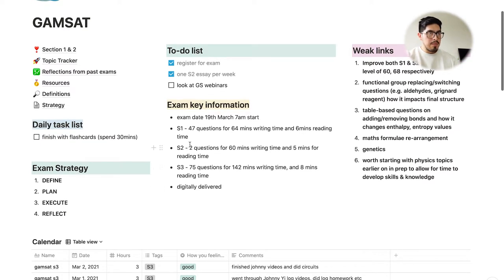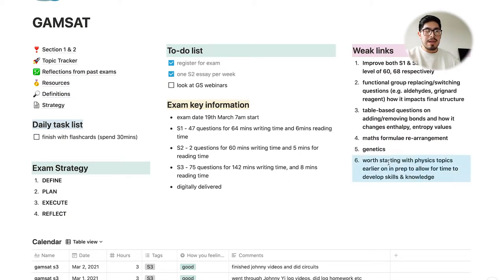So, exam key information, section one, section two, just stuff that I needed to know. Weak links, so this was something that I knew I wanted to have in mind for when I was doing my revision. These were things that, because I'd sat it before, I already knew were weak links. Genetics questions, for some reason I couldn't answer properly for quite some time.